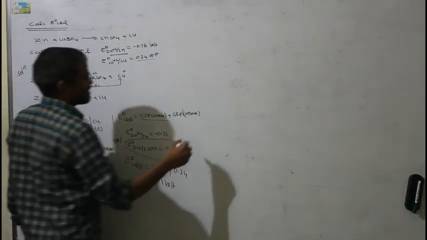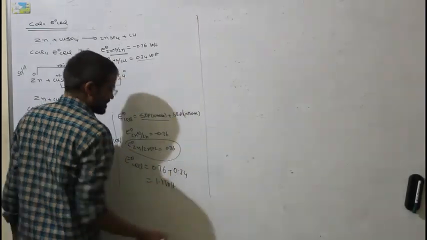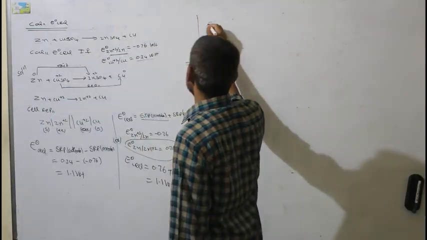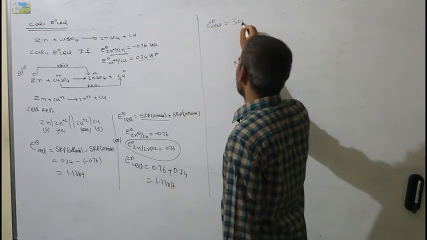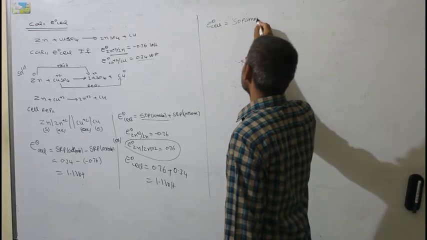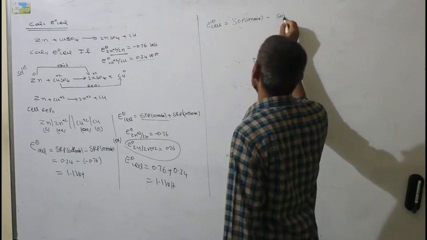Another formula also we have. What is that other formula we got actually? E naught cell is equal to SOP of anode minus SOP of cathode.